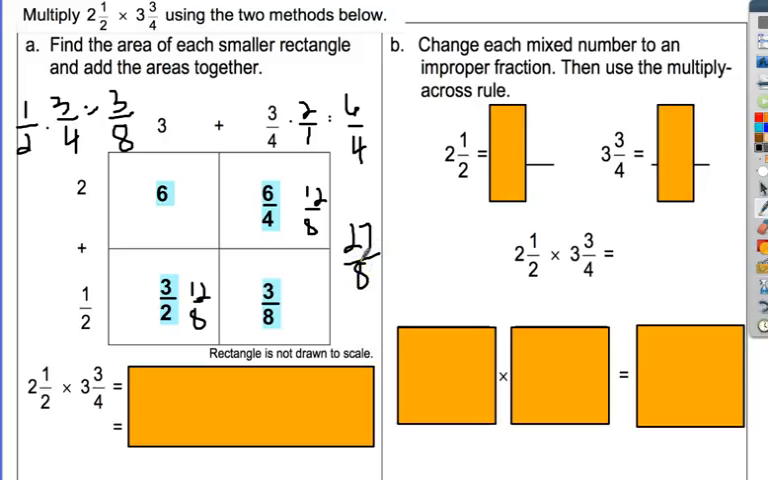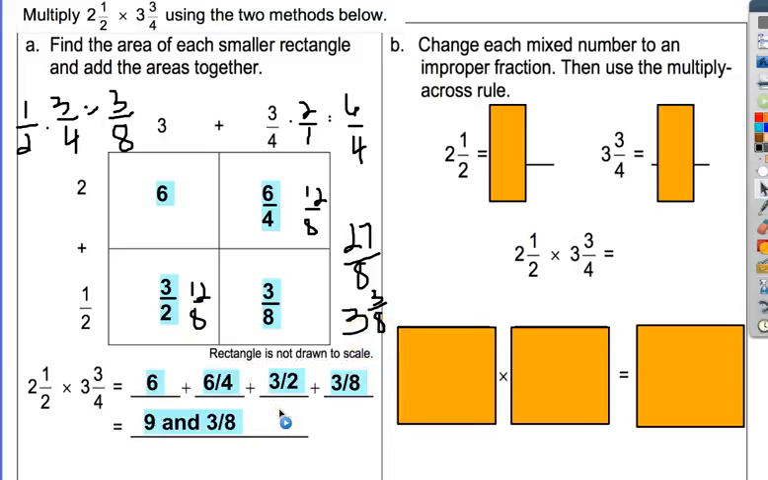27/8 is an improper fraction. As a mixed number, 8 goes into 27 3 times, and 3/8 left over. So I have 6 plus 3 and 3/8 is going to equal 9 3/8. So that's the distributive property and the area model.